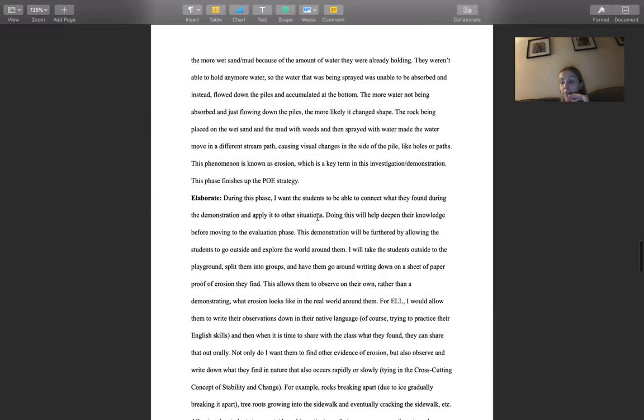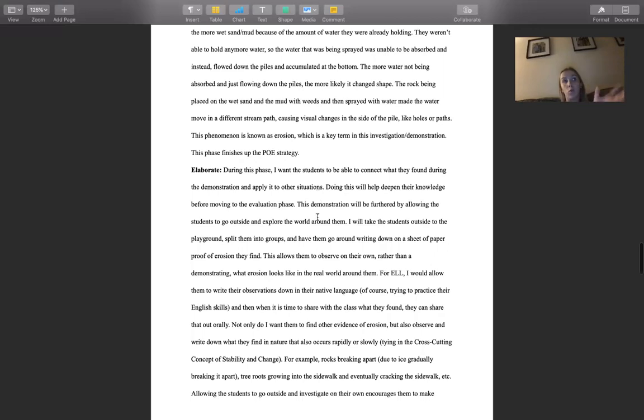So then in the elaborate phase, I wanted the students to be able to do more of their own work, taking what they learned about erosion, weathering, and doing it on their own. So for the elaborate phase, I thought it would be really fun for the students to take pencil and paper and go outside. I'm going to put them into groups, and they're going to go to the playground and find their own examples of erosion, or weathering, or these different phenomena that are found in nature that change the shape of the land.